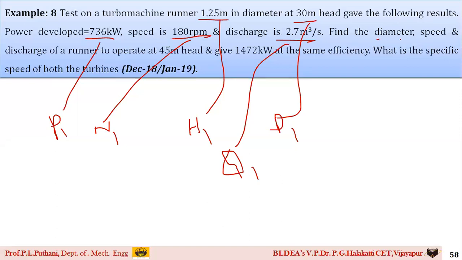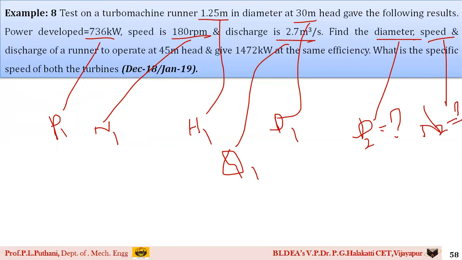You need to find the diameter for the second machine, that is D2. It is the unknown factor. Then this you need to find out. Similarly, speed n2, this has to be estimated. Then you have to find out discharge of the runner, that is Q2. Then you need to find out these things.